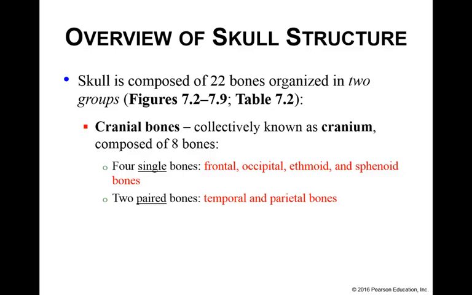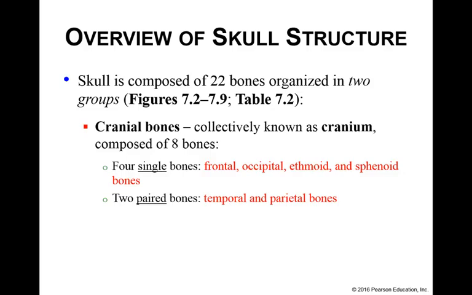We already said it has 22 bones, and there's 2 groups. You have the cranial bones, which there are 8 of these, and we sometimes call these the cranium. Now, the 8 bones are divided up this way. You have 4 single bones. So you have the frontal, which, if you know your body regions, you should know exactly where that is. The occipital, again, that's at the back of the head. You should know where that is.